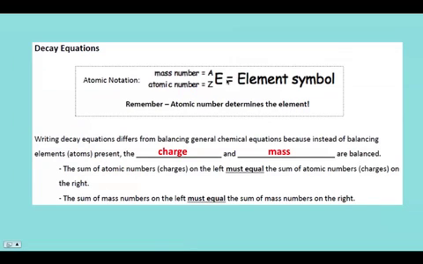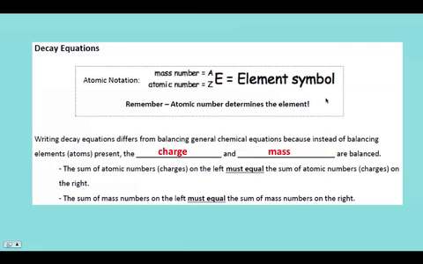One little thing is just remember that when we have the atomic notation, we have the element symbol, which is represented by E here. The top left is going to be your mass number, and then the bottom left is going to be your atomic number. And just remember that it's that atomic number that determines your element.